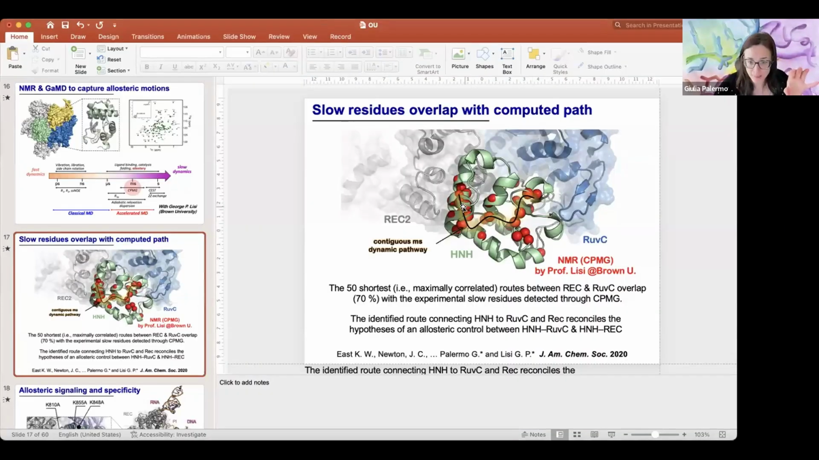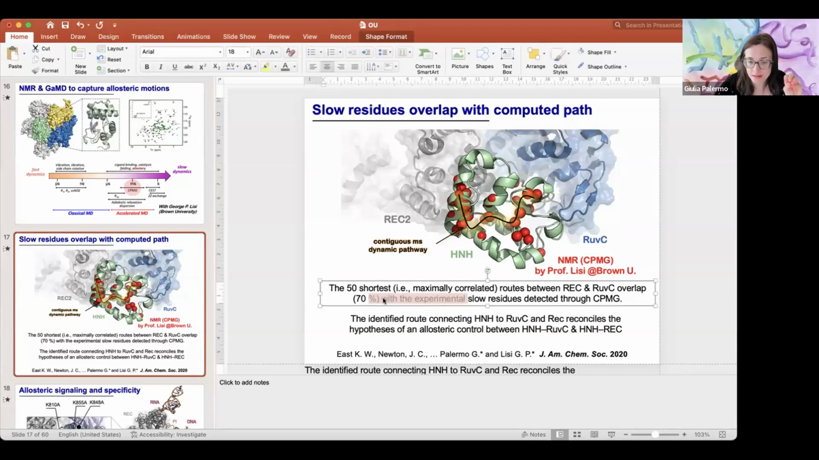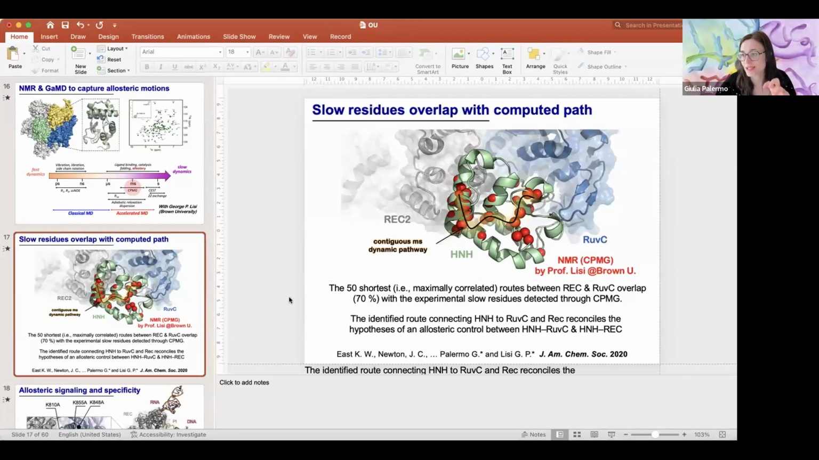And when we compared the residues that George observed to be slow in the dynamics of HNH, these residues overlapped for the 70% with the shortest pathways that we computed from graph theory analysis. So through graph theory, we computed the shortest pathways from one side to the other, and we had this very good overlap with CPMG relaxation dispersion, showing that the transfer of information happens through slow motions.